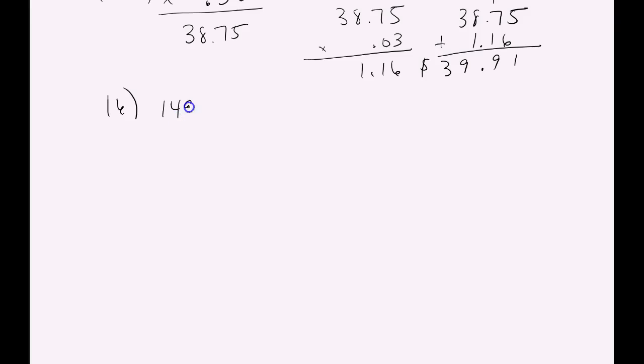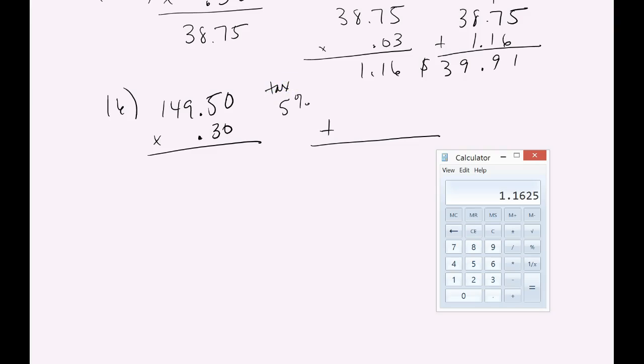Okay, number 16 is very similar to number 15. So we have an expensive puppy, it looks like, and we're discounting the puppy by 30%, and then we're going to have a tax here in a minute of 5%. So 5% tax. Okay, so I just made myself some little notes so that I don't have to keep looking back at my homework.